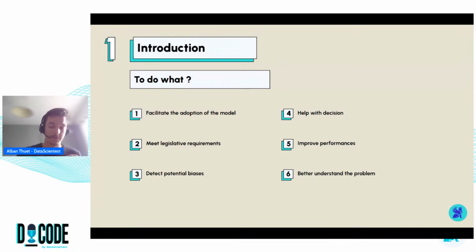The third reason why we would like to use interpretability models is to detect potential biases. Let's say you have a model that is working very well on the data you had in hand. You cannot be sure that this is going to work on real data in the real world, because most of the time the data you give your model to train is very different from the data you will give it to make real predictions.